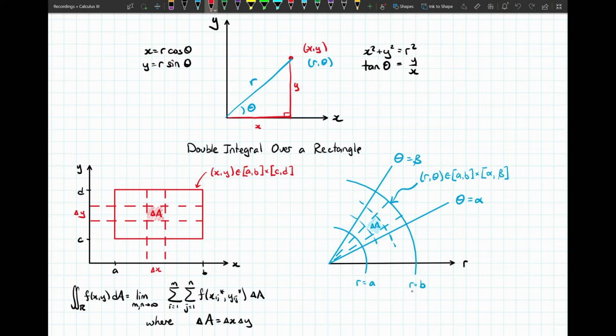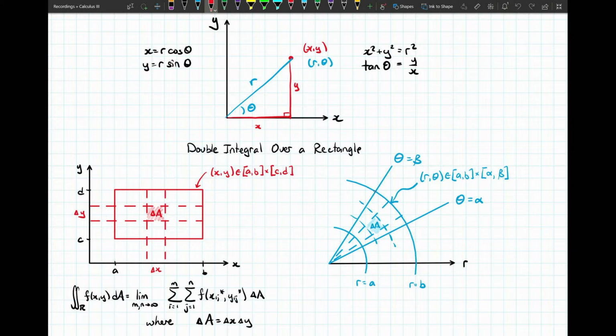r equals a and r equals b are fixed radiuses away from the origin. They're essentially circles, and those define the edges of our rectangle. Theta equals alpha and theta equals beta are fixed angles from the positive x-axis, or from our polar axis. Those are rays originating from the origin outward, and those define the other two boundaries of our polar rectangle.